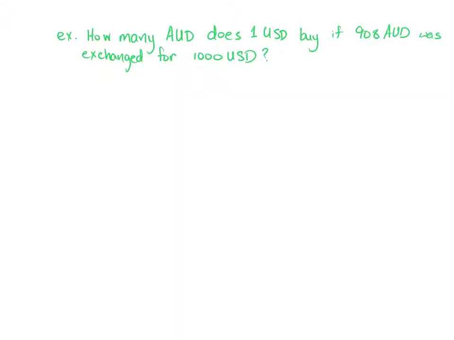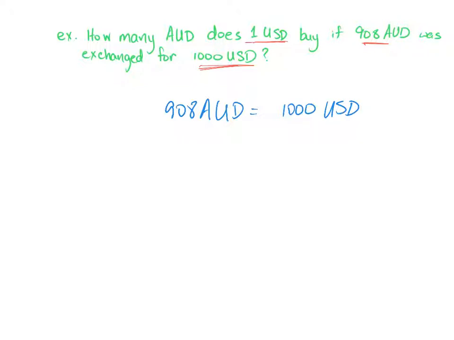Okay, so in this question, I flipped it a little bit. I actually gave you how much money you got in the exchange, and I'm asking you for the exchange rate. So you want to write down what you know in the problem. So we know that 908 Australian dollars gives us 1,000 US dollars. So we can go ahead and write that down. 908 AUD equals 1,000 USD. All right, so that's what we know for sure. We know both those things are equal to each other. And so now we're wondering, what is $1 US equal to?